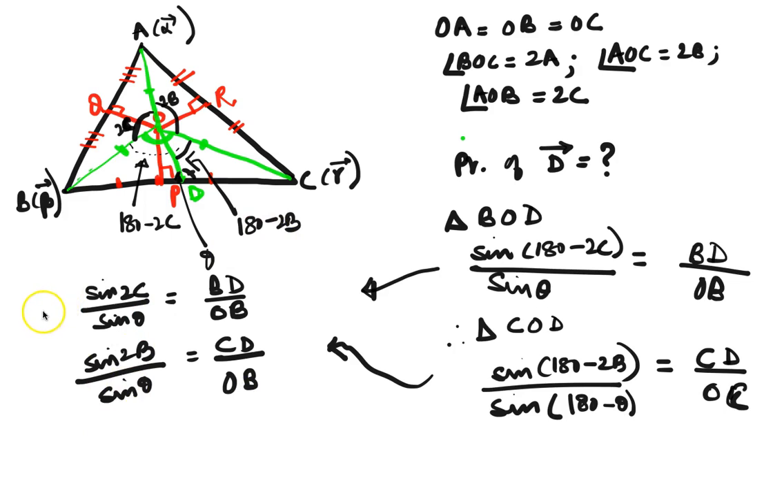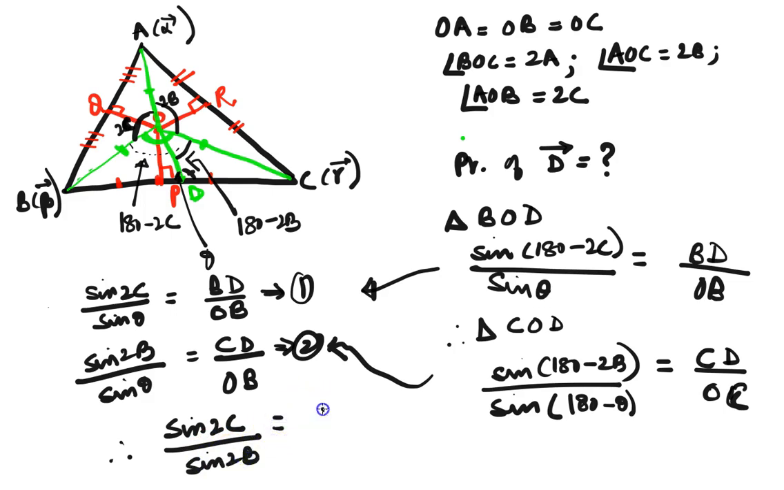Right? So this equation is 1 and this equation is 2. If I divide equation 1 by 2, then I would get sine 2C by sine 2B is equal to BD by CD. Right? So BD by CD is what we have.